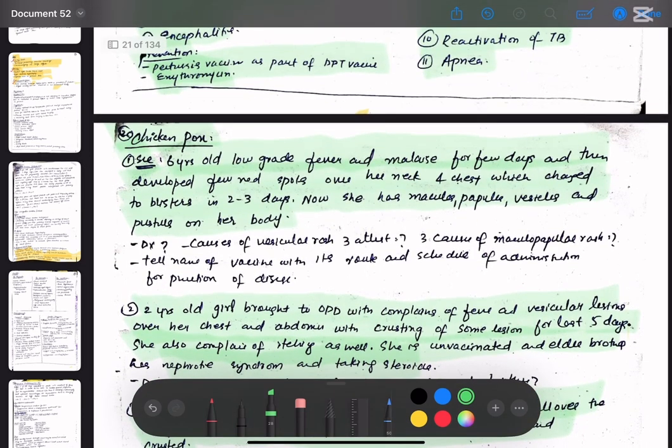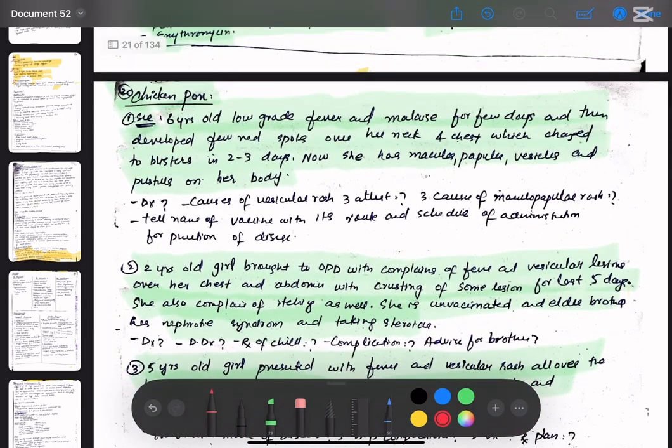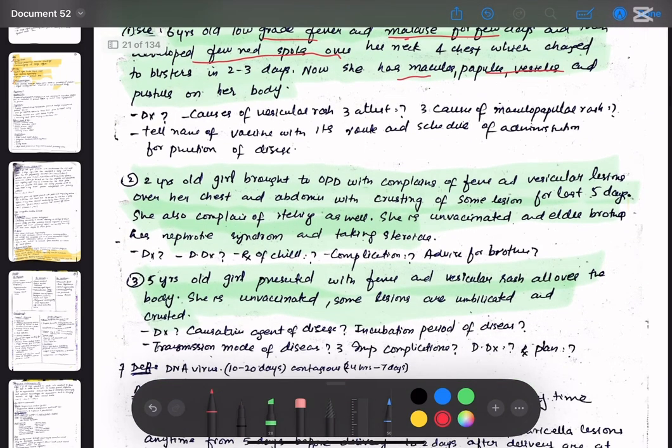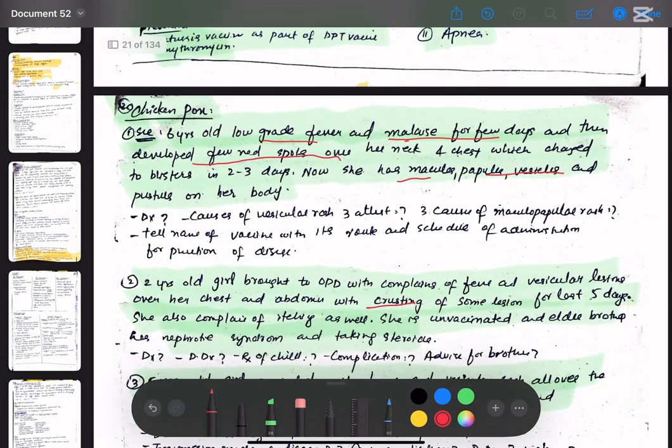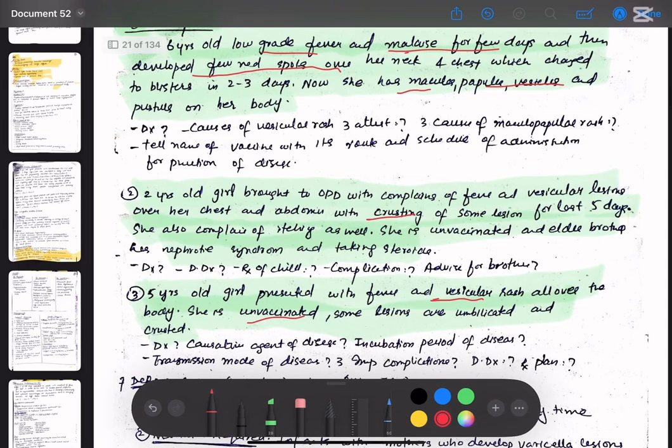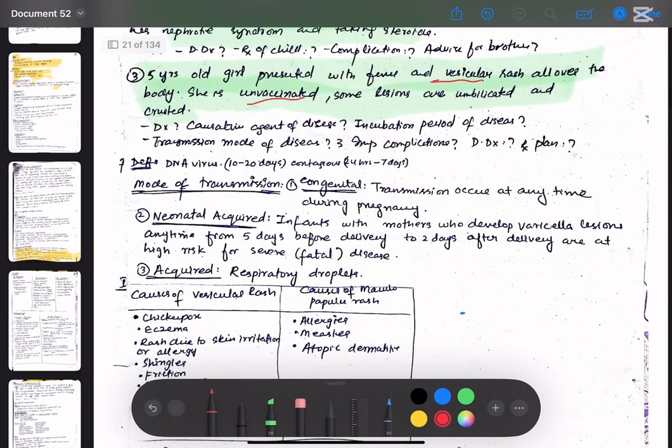So in these scenarios, the clinical features are low-grade fever and malaise for a few days, and a history of spots, which in some cases are macules, papules, and vesicles. In some stages crusting is present, and in some cases vesicular rashes are present, and the patient is unvaccinated. So in chickenpox, all the rashes are at different stages: some will be macules, some papules, some vesicles, some crusting, some red rashes. So this is chickenpox.